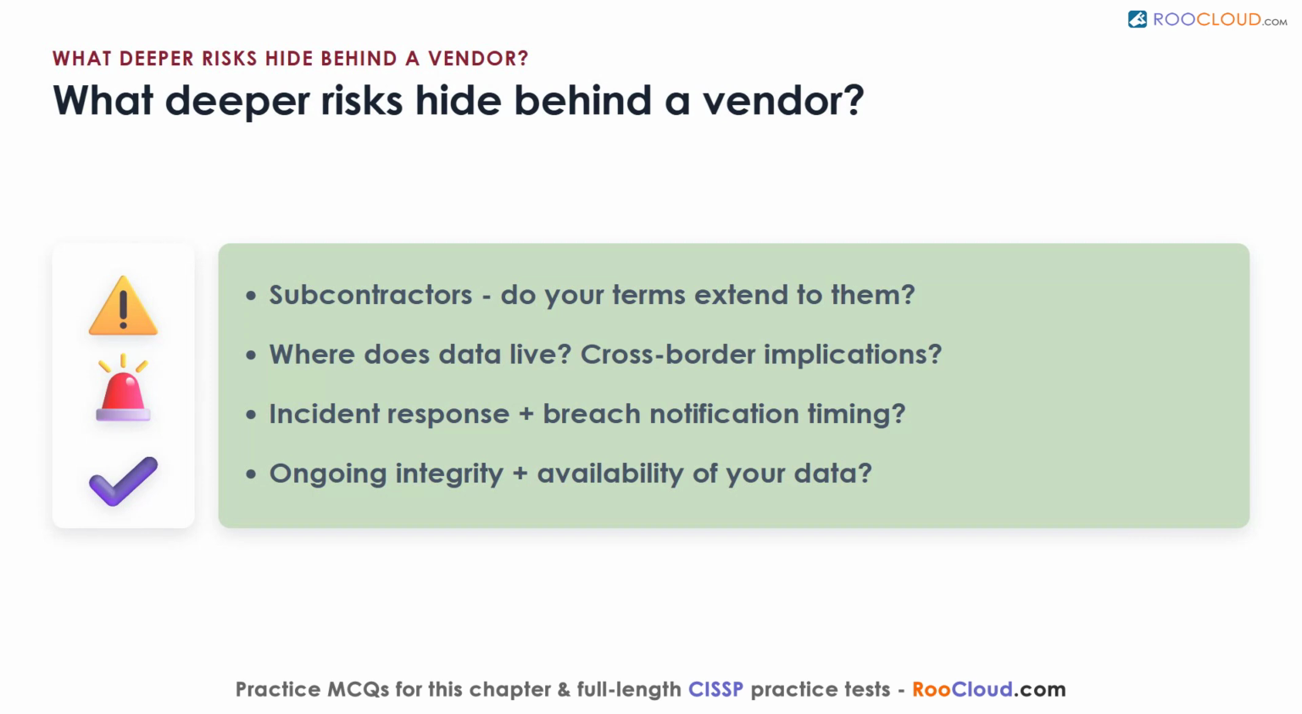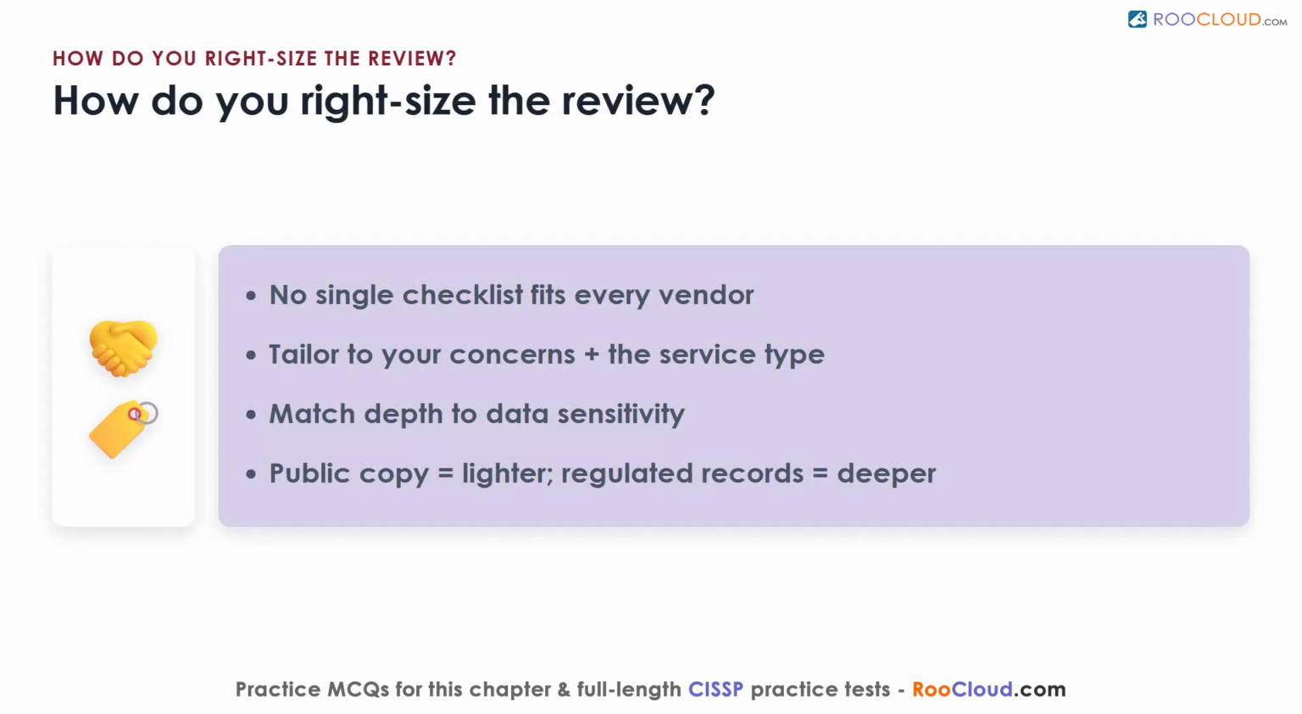What is the vendor's incident response process? And how quickly will they tell you about a suspected breach? And what protects the ongoing integrity and availability of your data in their hands? Picture a supply chain. The weak link may not be the company you signed with, but the one they quietly signed with. How do you right-size the review?